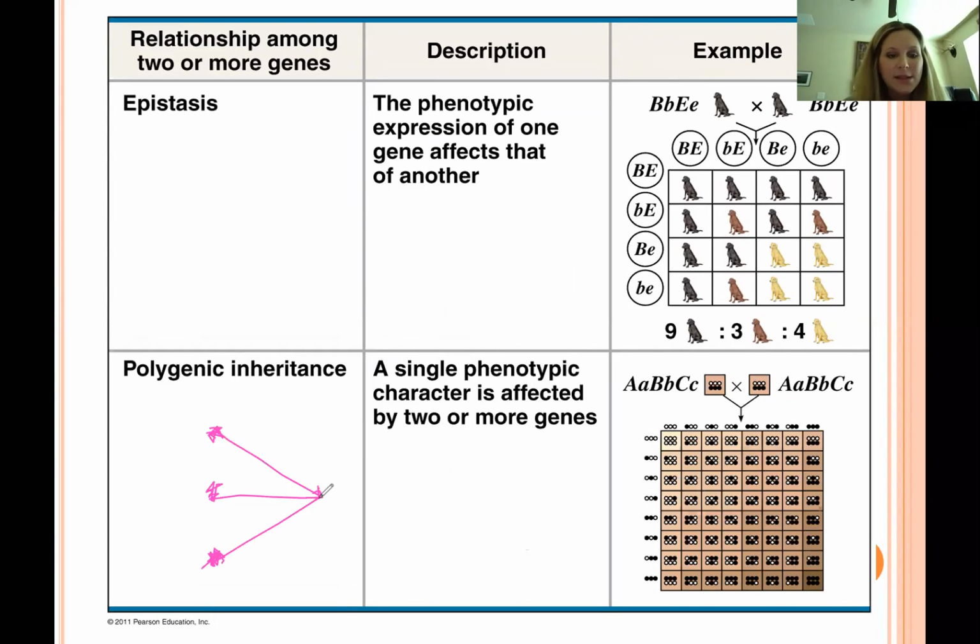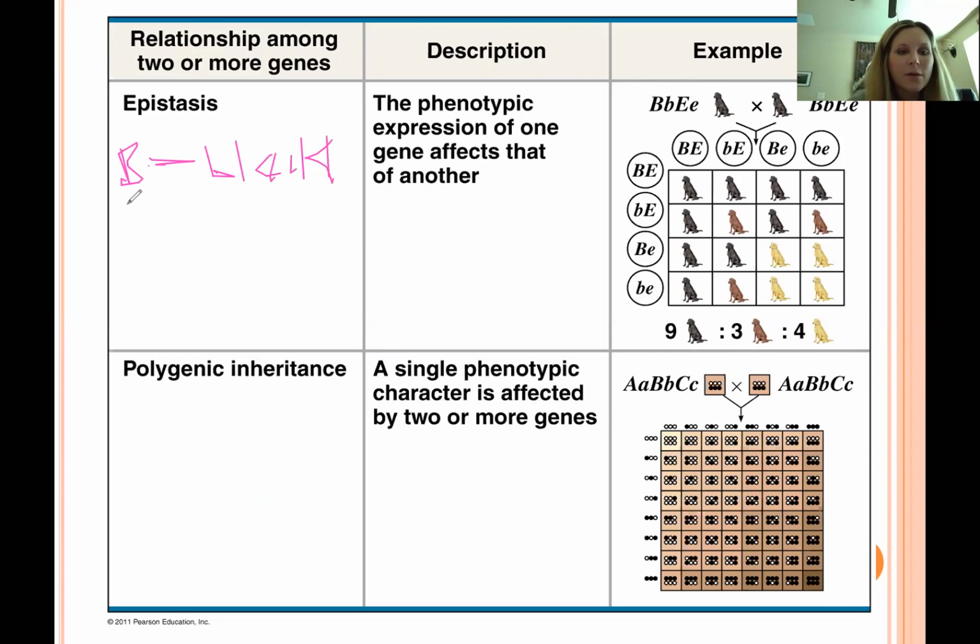All right, epistasis. All epistasis means is the expression of one gene is affected by the expression of the other. So if you look on here, the B's have to do with fur color. So dominant B, that's for black fur. I wrote the word black there in case you can't tell. Dominant B, and this is actually true. If you have a lab, dominant B is black fur.